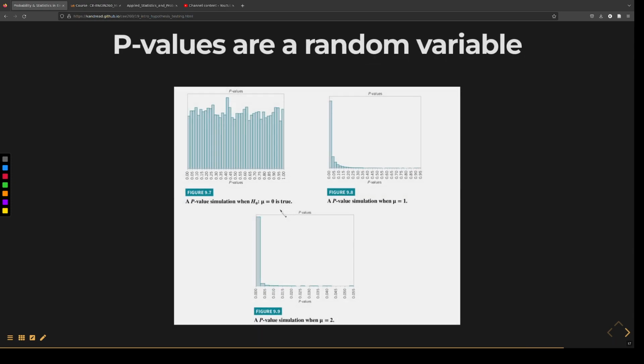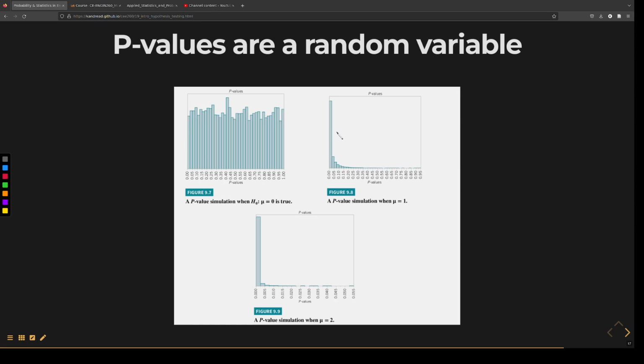And one thing to take note of is that p-values are actually random variables themselves. So in these plots here, the authors of the textbook used a computer simulation to generate a number of p-values. You see the p-values here are between 0 and 1, as we would have expected from the definition of p-values. And what we see is that the shape is fairly uniform and relatively flat, so the distribution is uniform.